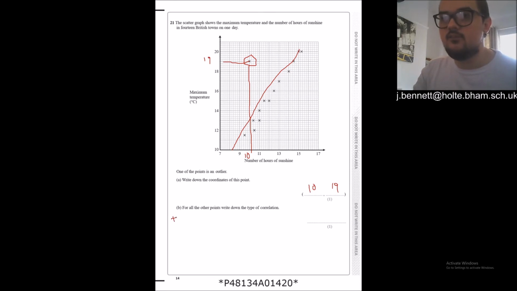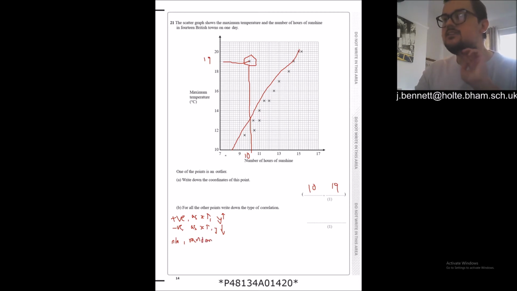So, for positive, as the x gets bigger, the y gets bigger. Negative, as the x gets bigger, the y gets smaller. And if there's no correlation, they're all just hella random. And that's right, I just said hella in a maths video because I'm cool.